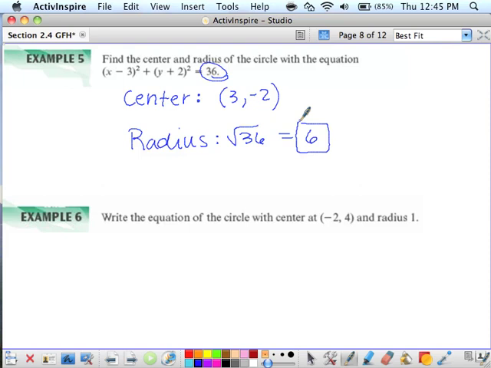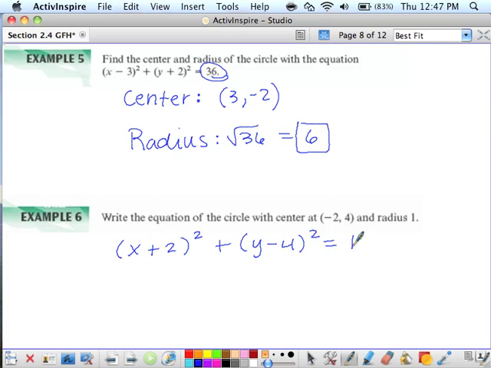But now, let's go the other way. I'm going to give you the center and the radius, and I want you guys to write the equation. So write the equation of the circle that has a center at negative 2, positive 4, and a radius of 1. I'll pause for a second and see if you guys can get it. Okay, what do we have? What'd you guys get? X plus 2 squared plus y minus 4 squared equals what? 1. Yeah, 1 squared is still 1.